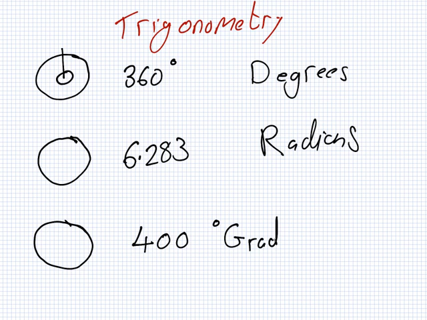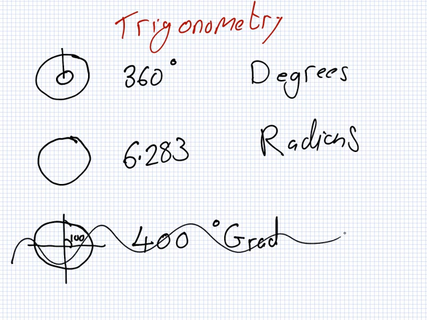The reason 400 is used is because it makes each quarter 100 then. But we don't use this one, so you don't have to worry about that. And it's a little bit confusing.